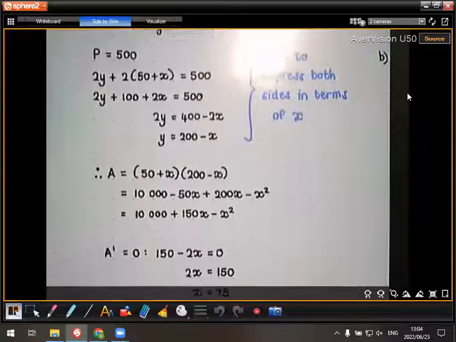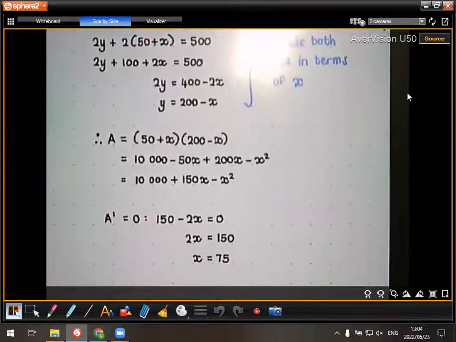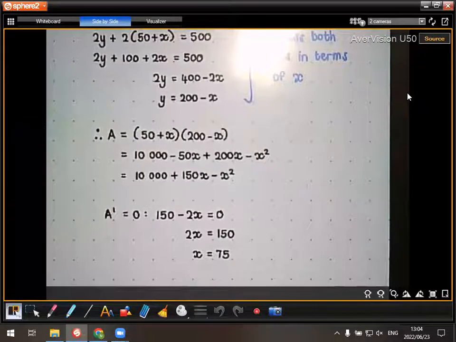Step 2 is then to make the derivative of that expression, that area, equal to 0, and use that to solve for x. And in this question, that's actually as far as you have to go. They just ask for the value of x. They don't ask for anything else.